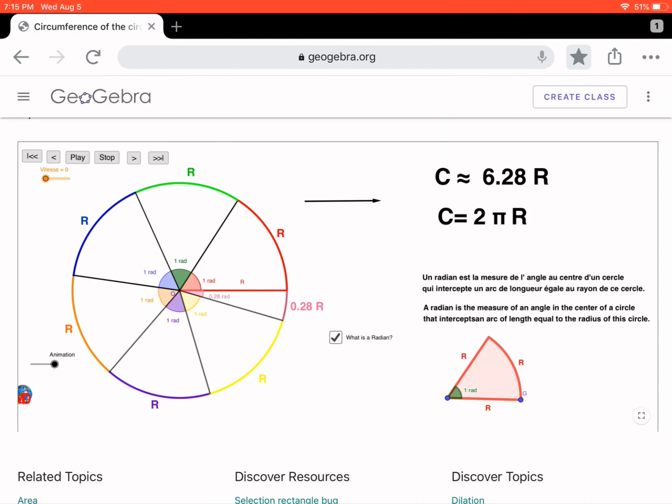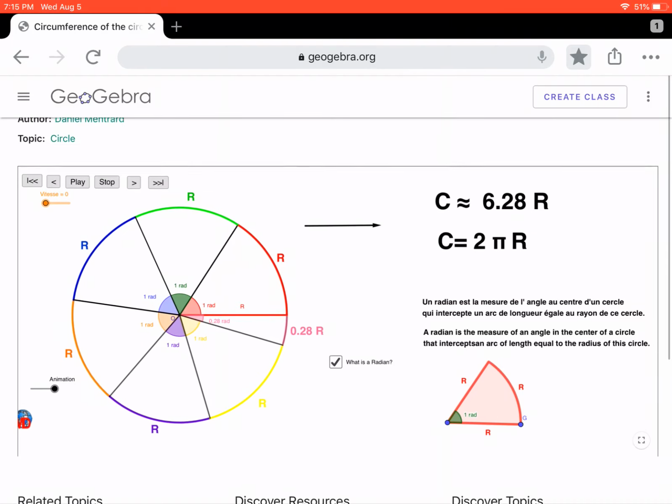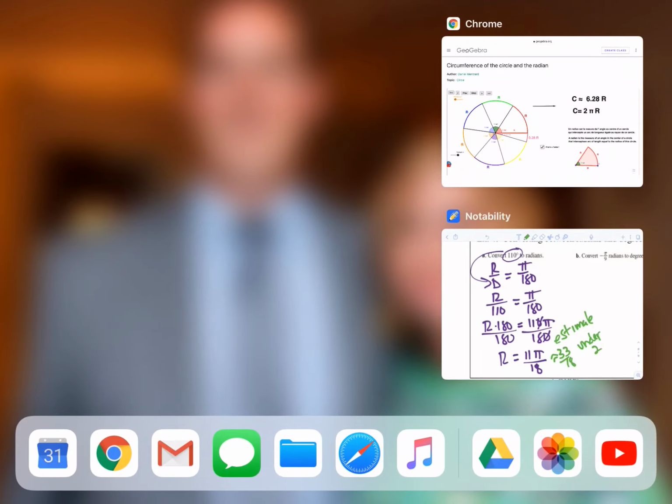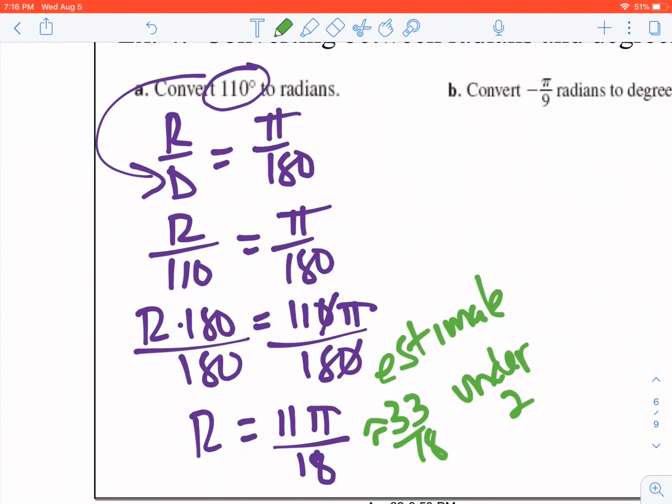So if I was looking at this graphic, again, this is only an estimate. I can't draw on this particular graphic because it's on Chrome on my iPad that I'm recording from. But do you see where it has 1 radian in green? At the end of that radian, you're looking at an angle that's not much more than 90 degrees. That's about what 11 pi over 18 is, just as a rough estimate, using estimation skills to get a feel for where it is located.